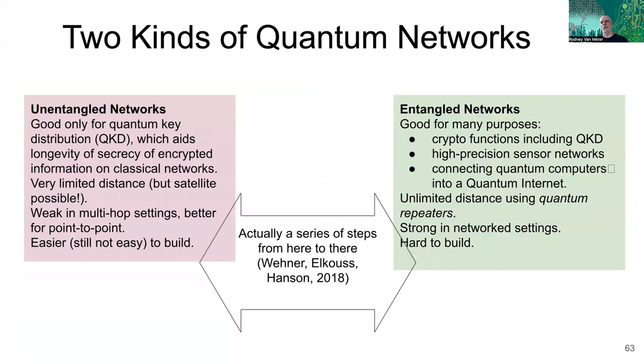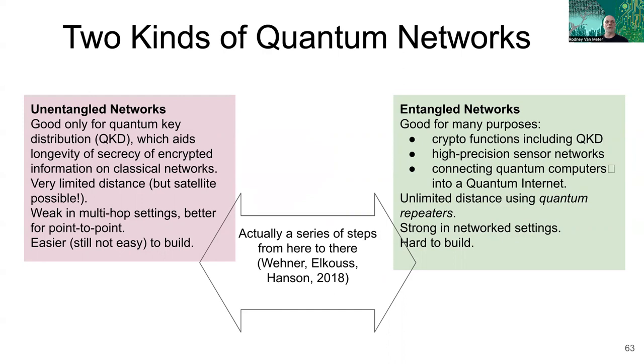But part of what we want to do is create large-scale quantum networks that have a variety of uses. And that takes us from unentangled networks that are basically good for quantum key distribution to fully entangled networks that are useful for cryptography and high-precision sensors and ultimately connecting quantum computers into a quantum internet.